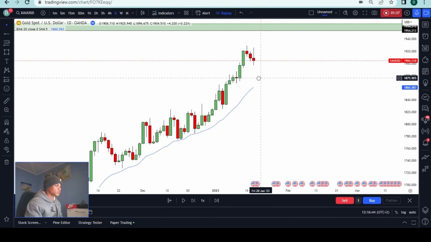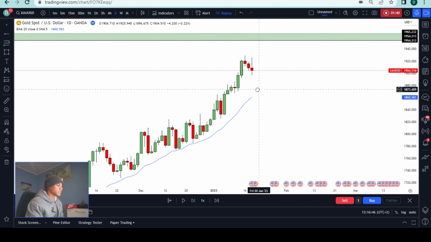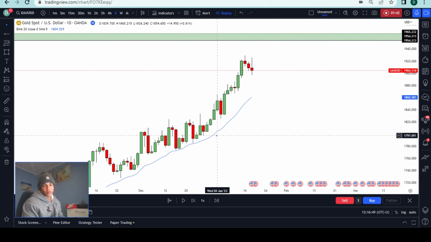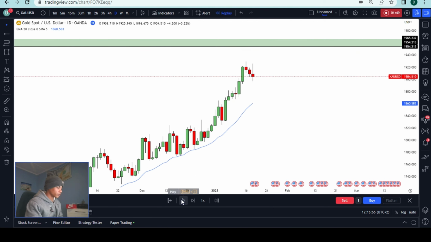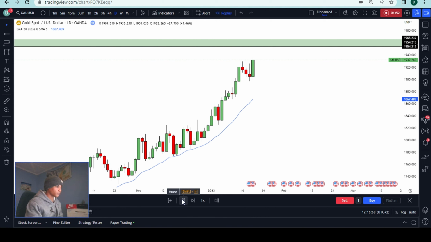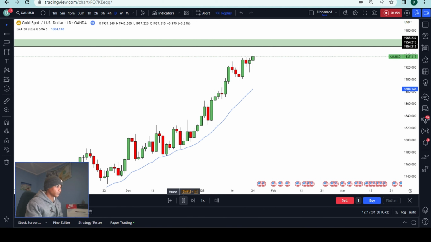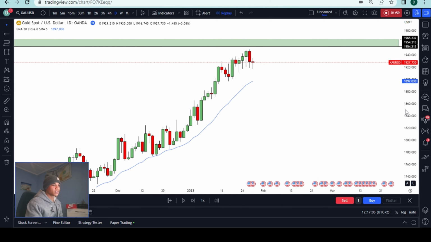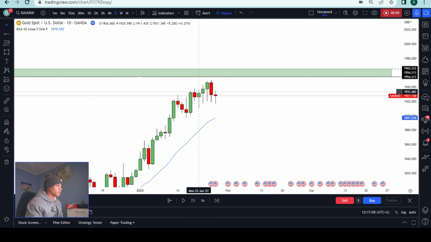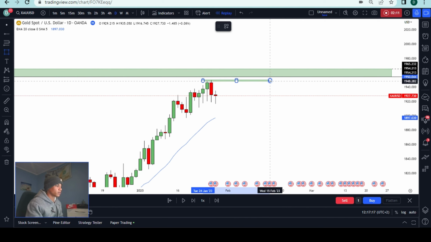So the next thing is to check if price is above the EMA. Yes, price is above the EMA. The next thing is we will have to wait for price to create a first top at this area of resistance. So let's push the market forward. So I would say this would be my first top, because we have price pulling down.